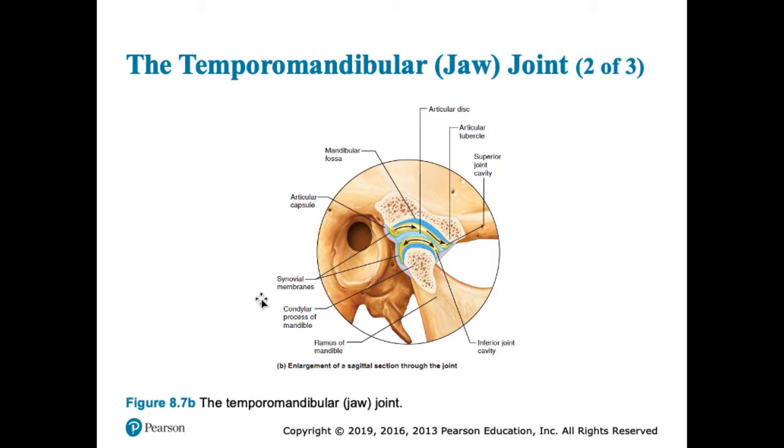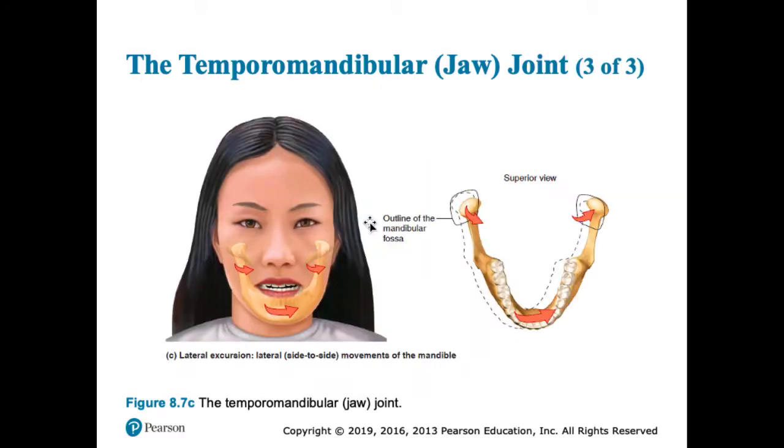Here is an enlargement of the sagittal section through that joint, so you can see how that movement works and the structure that's there. And of course, this is the lateral excursion, or the lateral side-to-side movement of the mandible. So take a look at those movements. You can also do those movements yourself.